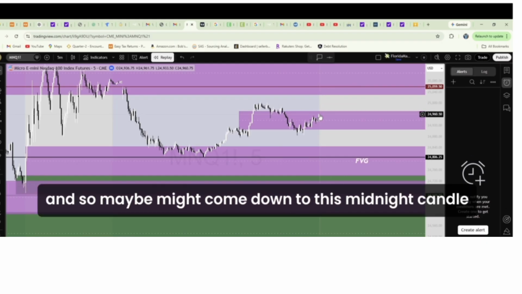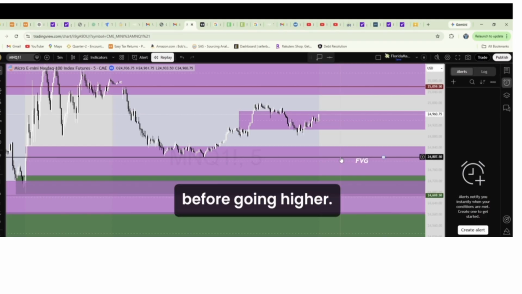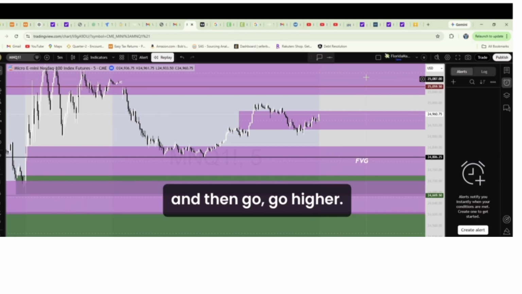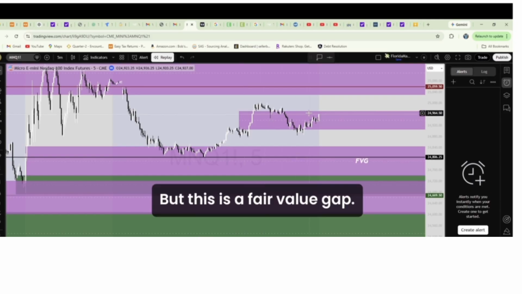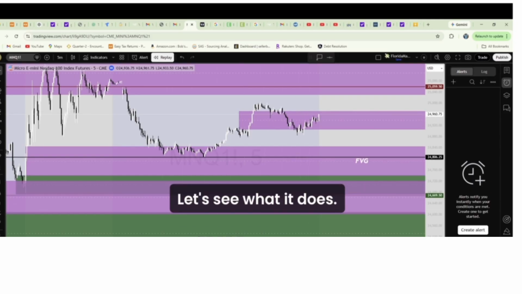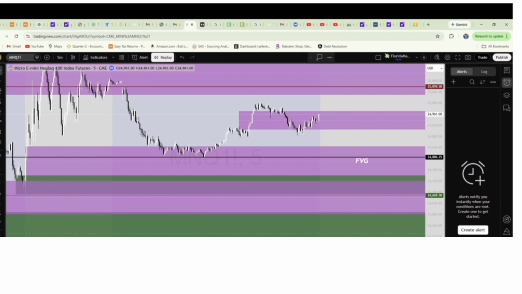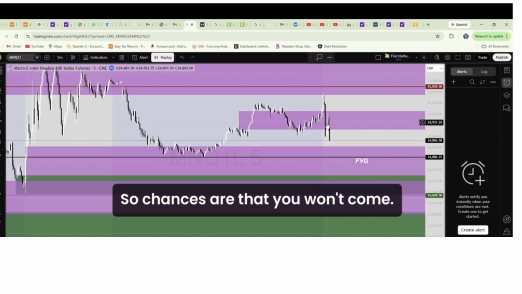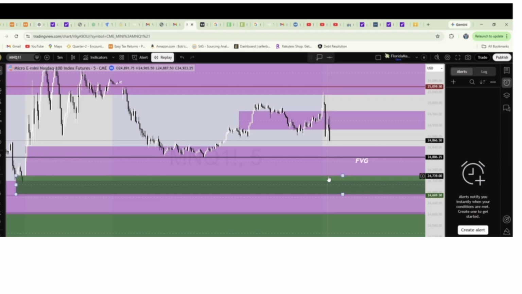And so maybe it might come down to this midnight candle before going higher, or break the midnight candle to this area of support and then go higher. But this is a fair value gap. Let's see what it does there. The market opens. Okay, the market just opened. So like I said, that's what it's doing. So chances are that it wants to come either here or here.